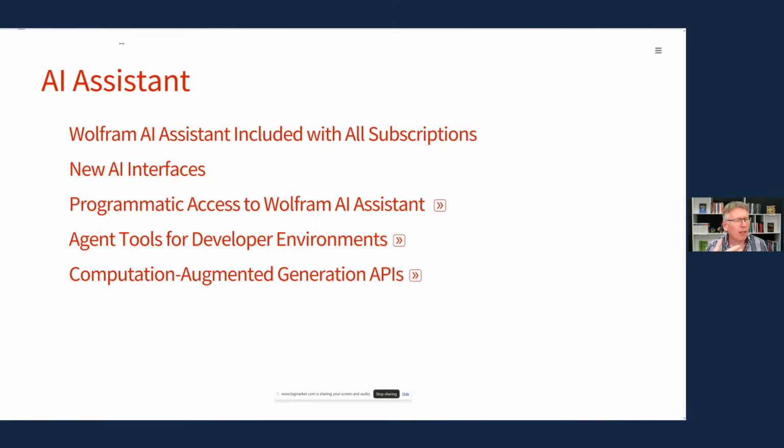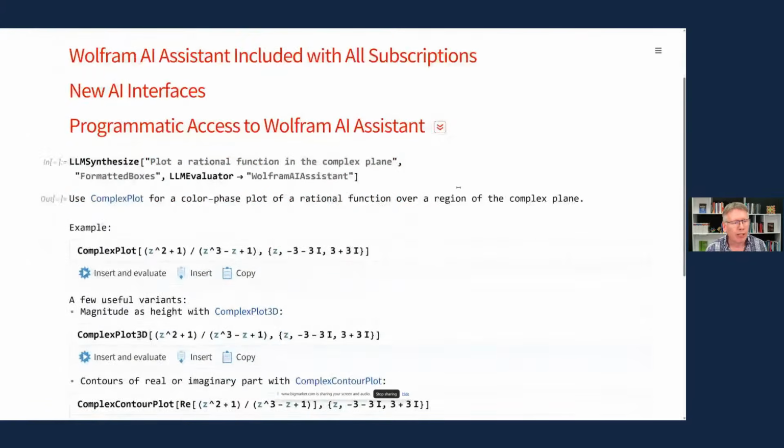So before it tried to plot that wobbly line, it probably looked up the documentation for Plot and ListPlot so that it would be more likely to write accurate code. And we've now made that available so that if you're doing things with your own LLM code, so here I'm using LLMSynthesize, you can use the Wolfram AI Assistant as a chat evaluator, and that not only uses the AI that comes with your subscription, but it also injects in the documentation and other tooling that makes it better than out-of-the-box AI for writing Wolfram Language code.